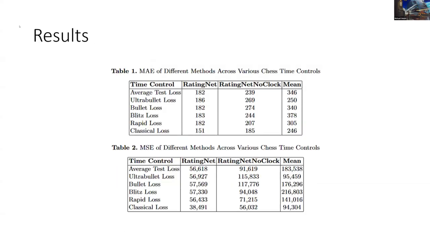In general, the mean prediction got an error of around 346. When I used the entire network, it was at 182, and without the clock, it did worse at 239. So clock information was definitely useful for skill, and you can see that it's also really helpful in faster time controls, where the skill might be harder to see just from the moves, but clock management becomes really critical.